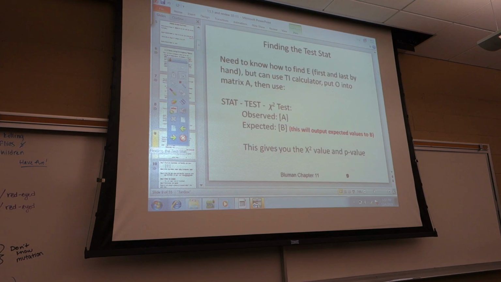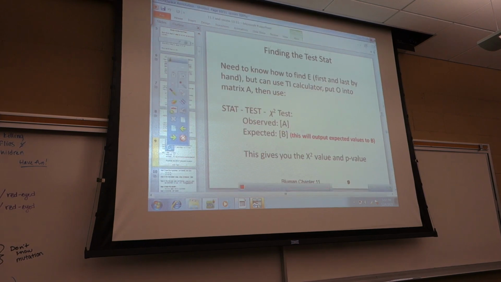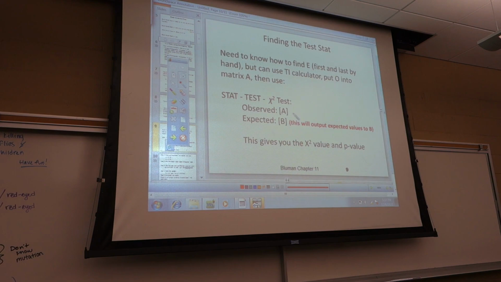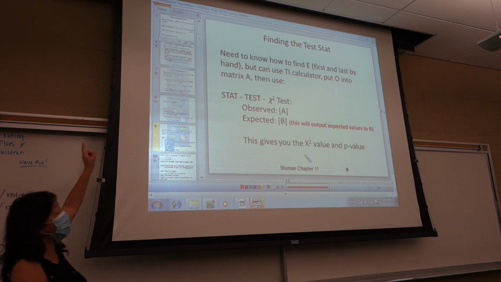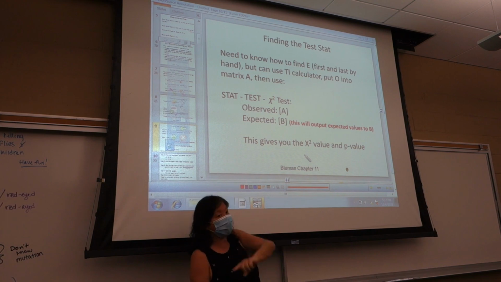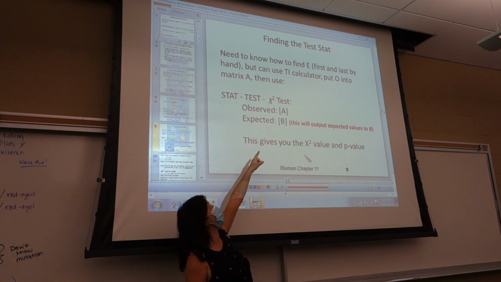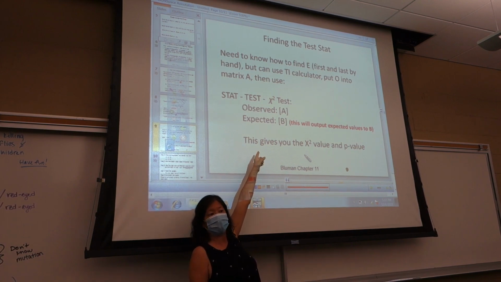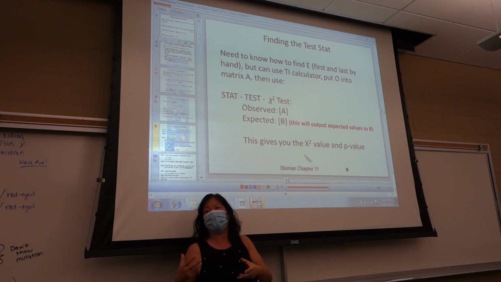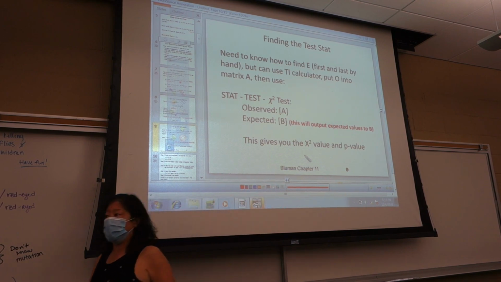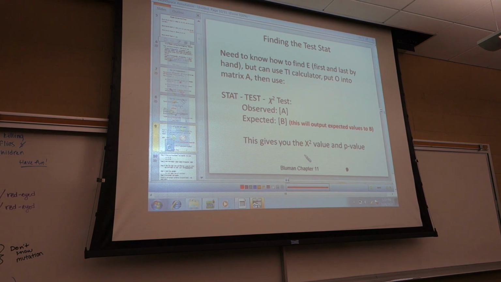Okay. So instead, for the test stat, again, you can just take your matrix, put it into matrix A, and then do stat test chi-square test of A. You do not put anything into B. You put your data into A, and it will take A, calculate the observed and expected values, and store them into B. So it calculates the expected values for you and puts it into B. All right.